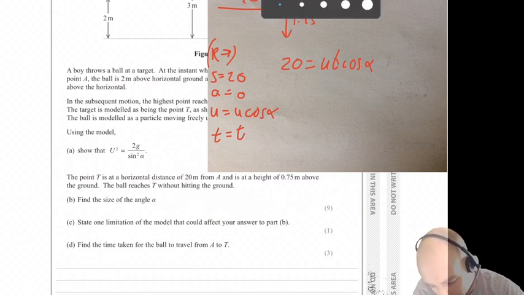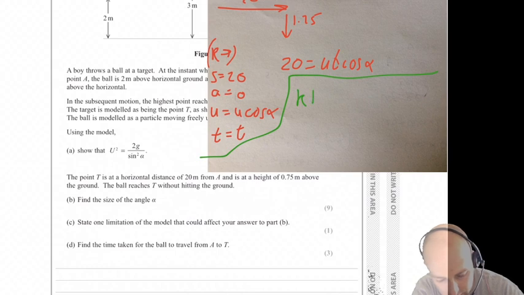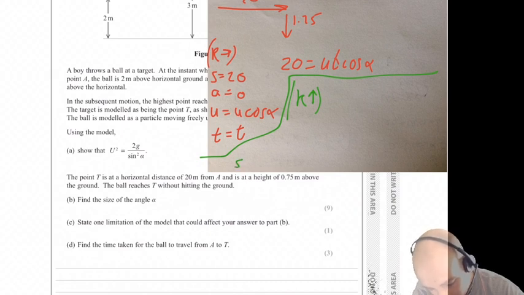Going to do the same thing again now, resolving vertically. I'm going to resolve vertically up. I always go up. So same idea. We've got S is minus 1.25 for vertical. We know A is going to be minus g.